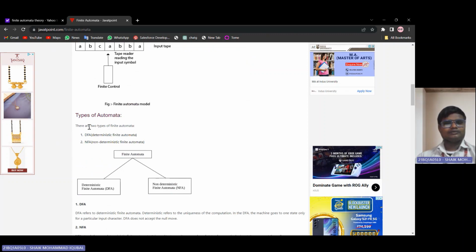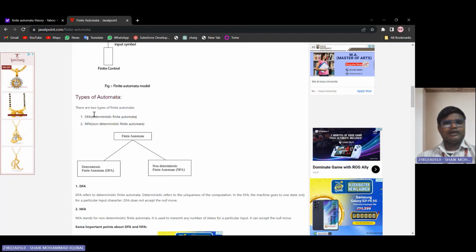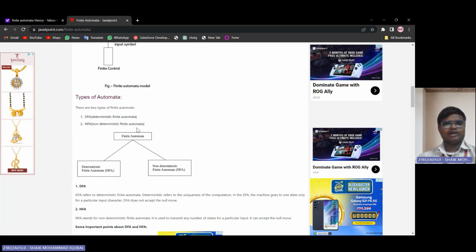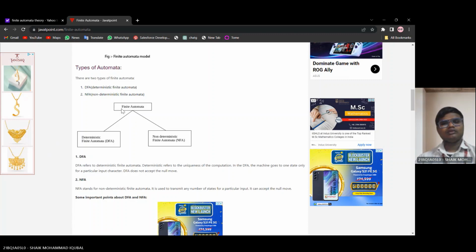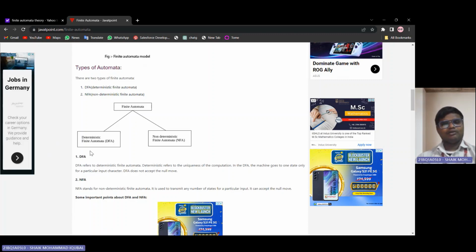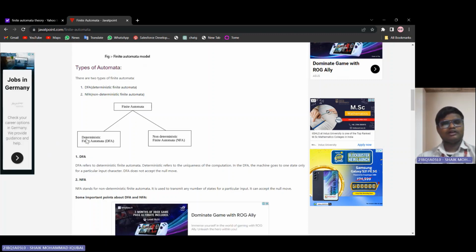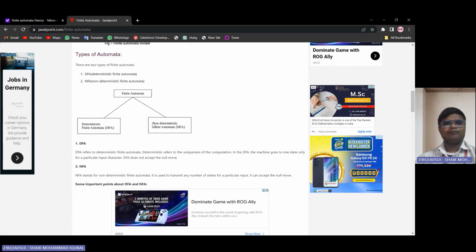Types of automata. There are two types of finite automata. A DFA, deterministic finite automata. Second one, NFA, non-deterministic finite automata. Here we say it has two types: deterministic finite automata and non-deterministic finite automata.